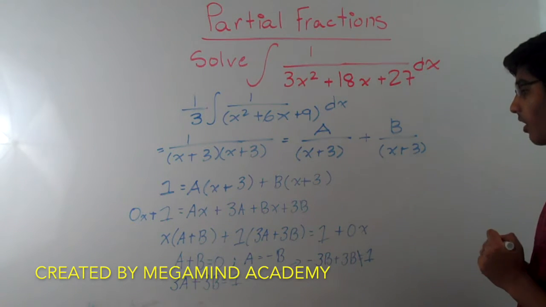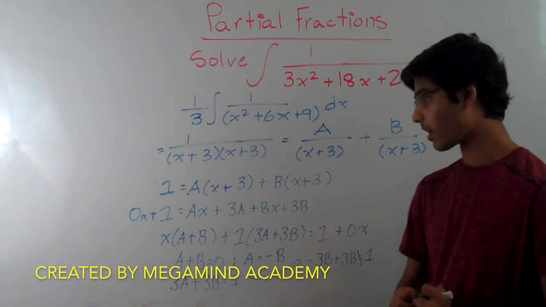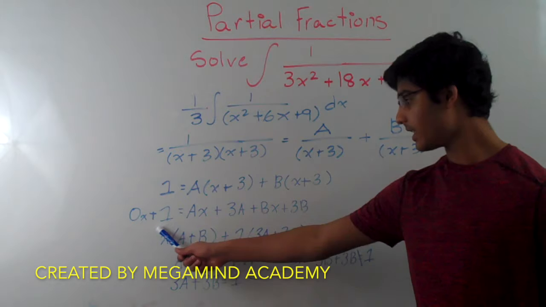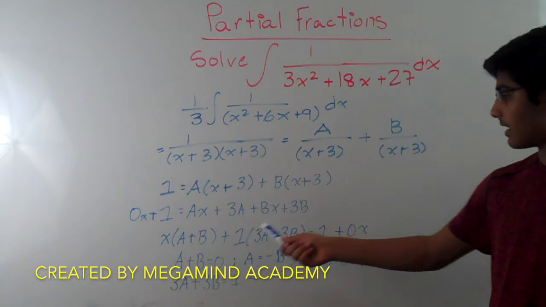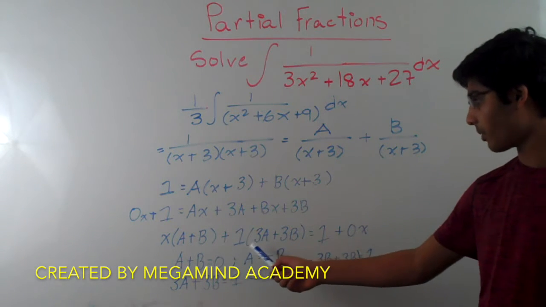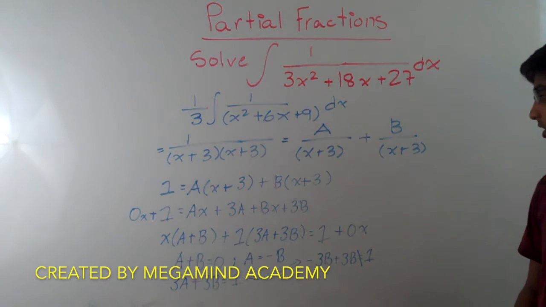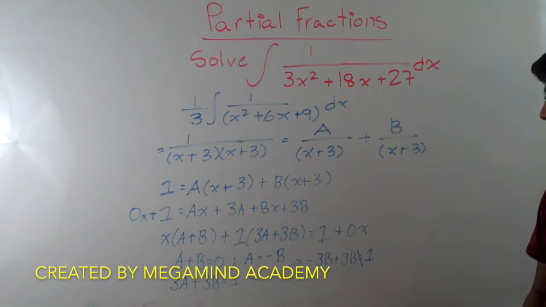So where did we go wrong? So let's go back over our work. So we did this part right, and we did this part right. Did we group it right? Yep, we grouped it right. And now we created our systems of equations correctly also. So where did we go wrong?